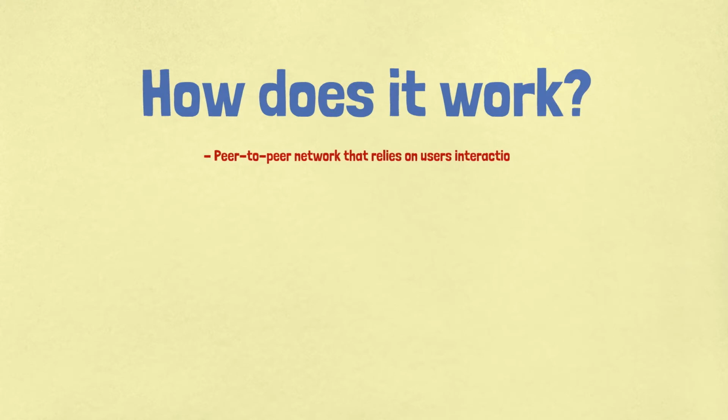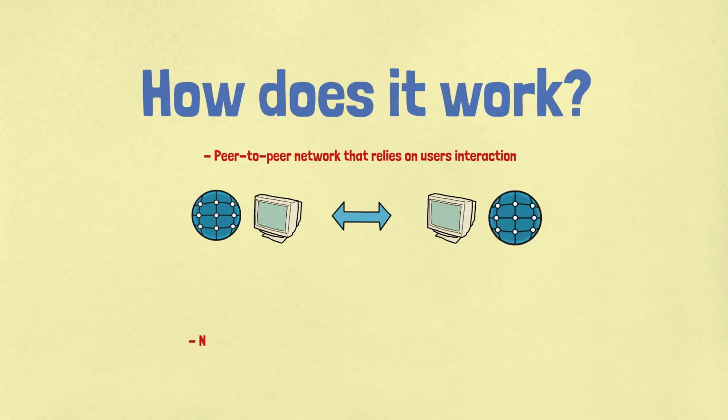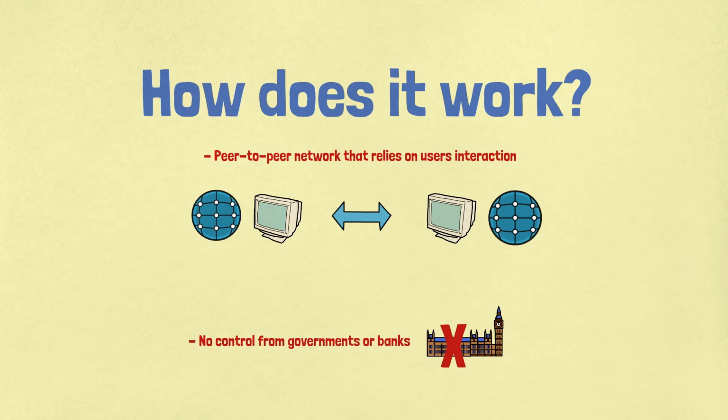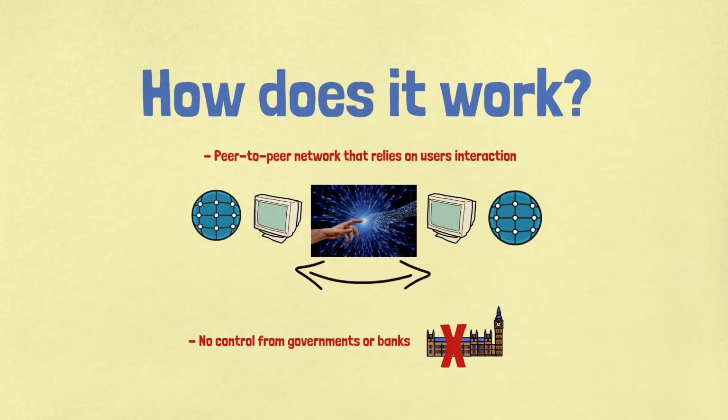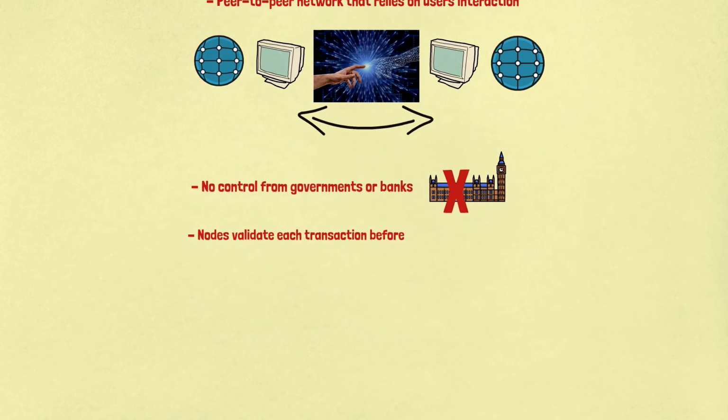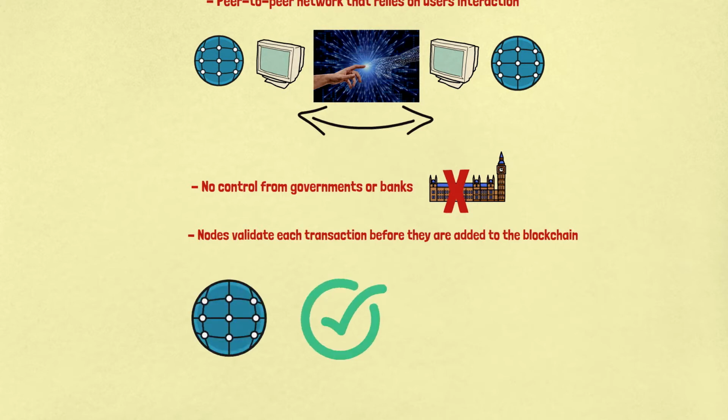As Bitcoin is a peer-to-peer network system, it relies on users interacting with each other in order to make transactions whilst being excluded from the control of governments and banks. These peer-to-peer transactions are held on computers around the world which can be created by anyone. These types of setups, otherwise known as nodes, validate each transaction before they are added to the blockchain, which removes the reliance on a central source of trust.